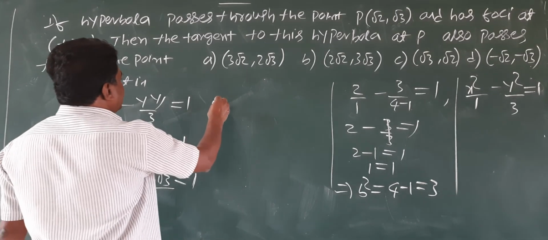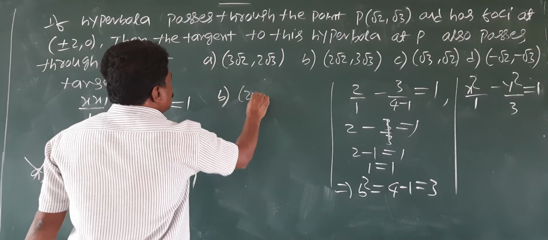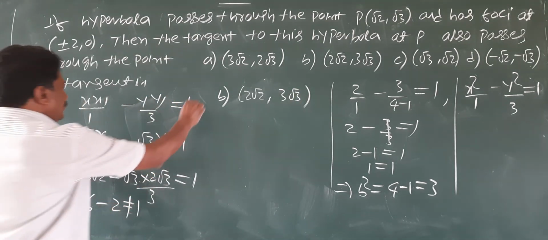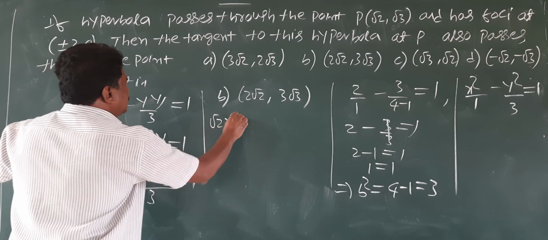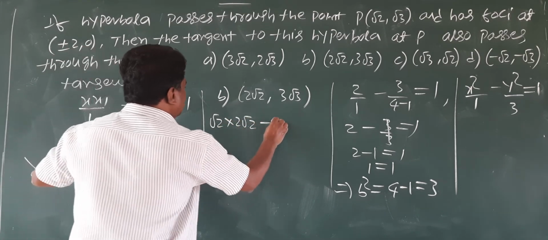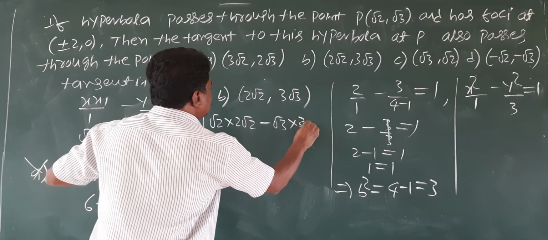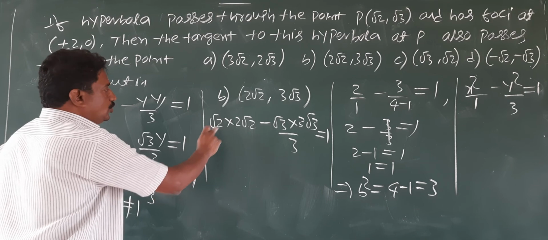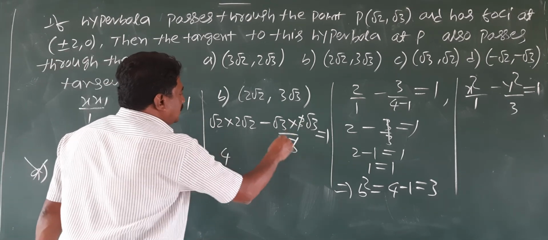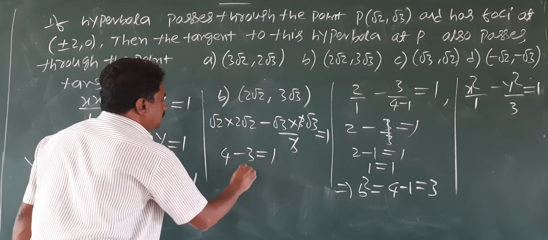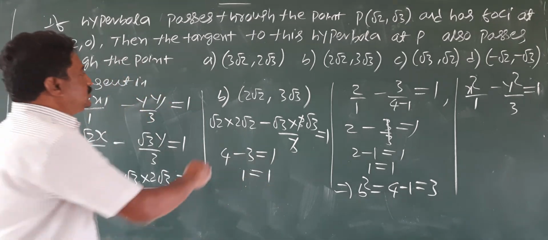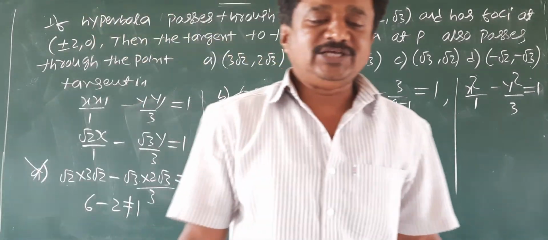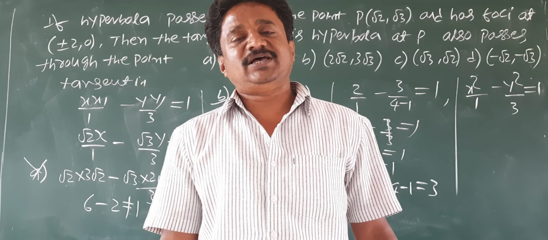You choose option B. So 2 root 2, comma 3 root 3. Substitute in this again. So root 2 into x, which is 2 root 2, minus root 3 into y, which is 3 root 3, by 3 is equal to 1. Root 2 into 2 root 2 is 2 twos are 4. Minus root 3 into 3 root 3 by 3, the 3 cancels, gives 3. So 4 minus 3 is 1. 1 is equal to 1. Which option is correct, students? Option B. I hope you understood it very well. Let us stop this class, students. We shall meet in the next class. Thank you so much.